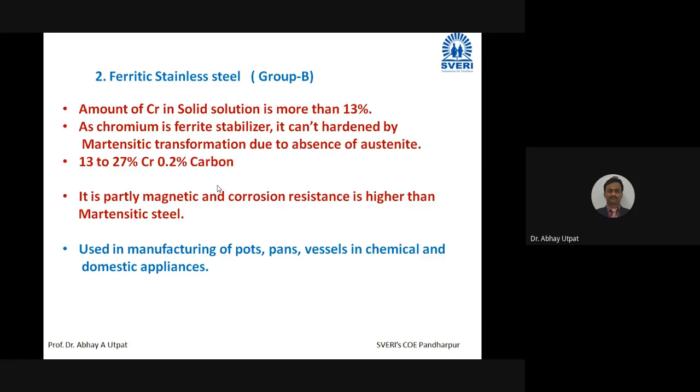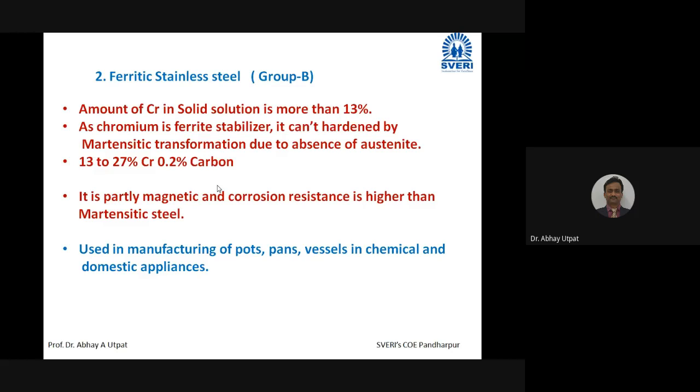Remember, austenite is the parent phase, which is above 727. So whatever room temperature structure, ferrite and pearlite, you have, if you want to convert it into martensite, you have to go to the austenite structure. And only austenite can be converted into martensite. If austenite is not there, you can't form martensite. What happens in this case? Chromium is a ferrite stabilizer. I have explained the ferrite stabilizer properties. So alpha ferrite is present at room temperature.